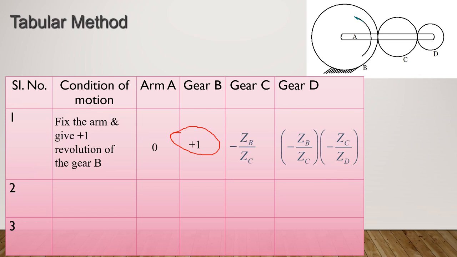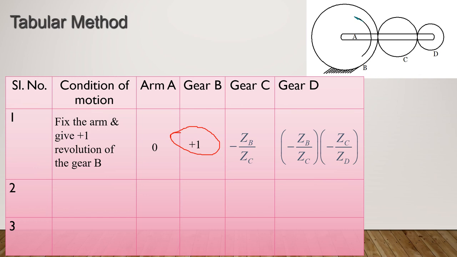So the transfer of movement takes place first from B, then to C, then to D. So all the relations have to be taken into consideration. Clear? So first write the relation of B and C, because it started from here. So it is ZB by ZC with a negative sign because they are in opposite directions, number of teeth in the driver to number of teeth in the driven. Next, second, multiplied by ZC into ZD, number of teeth in the driver.